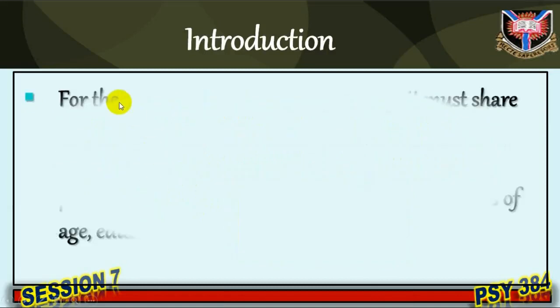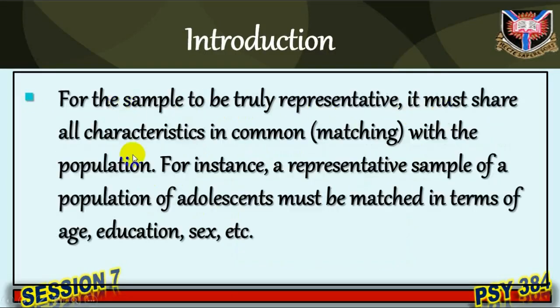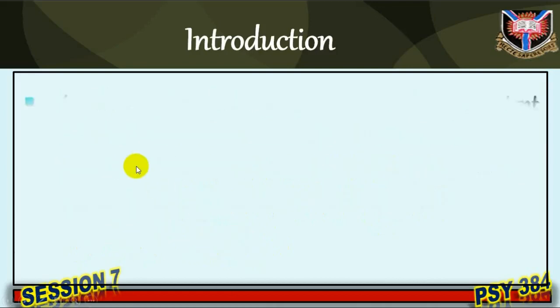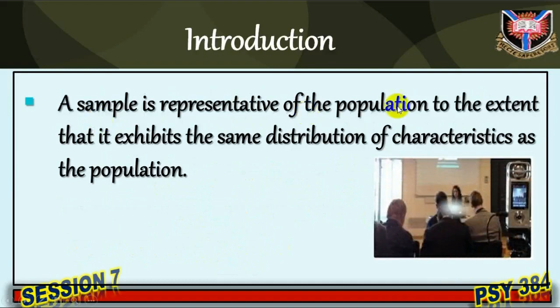For the sample to be truly representative, it must share all characteristics in common, that is, matching with the population. For instance, a representative sample of a population of adolescents must be matched in terms of age, education, sex, etc. A sample is representative of the population to the extent that it exhibits the same distribution of characteristics as the population.